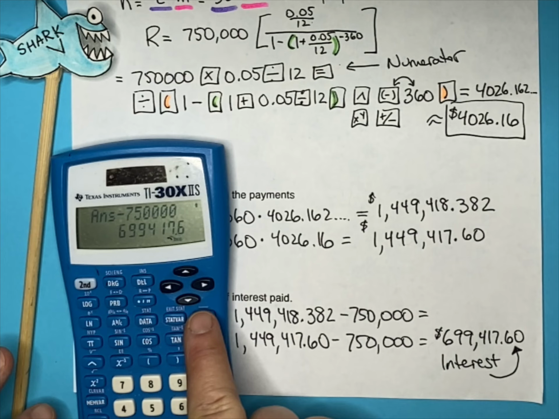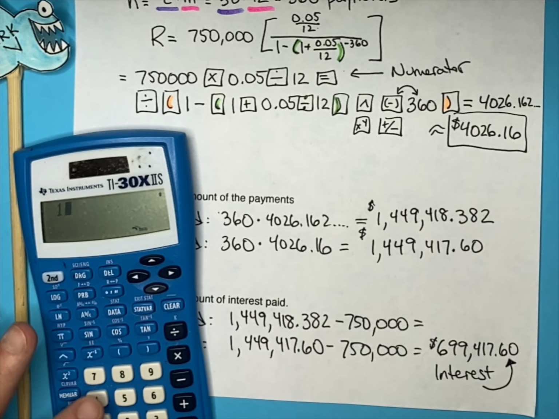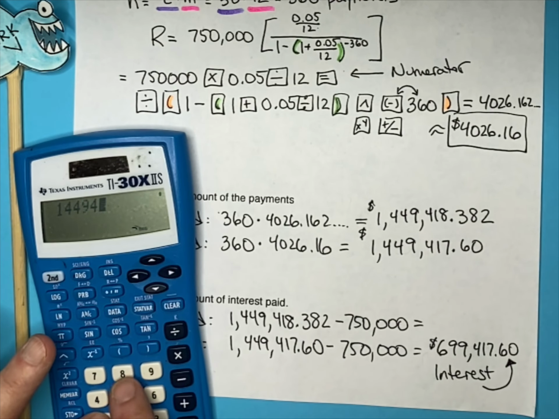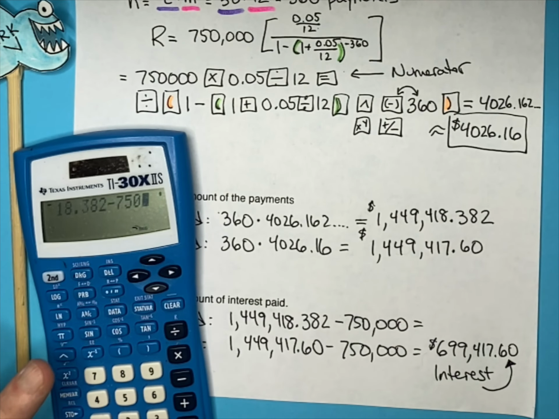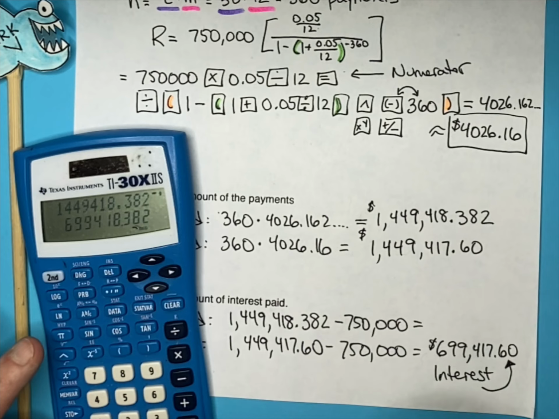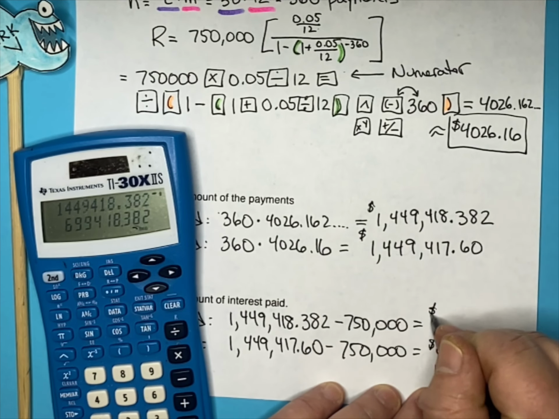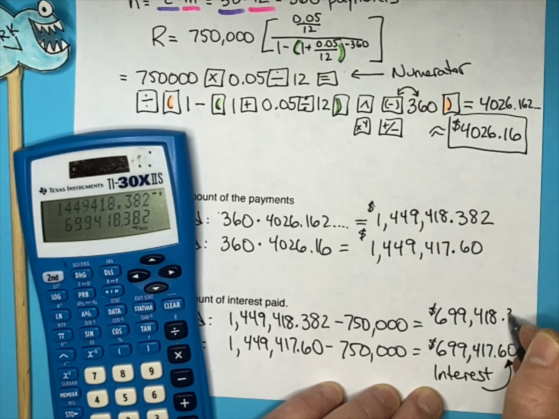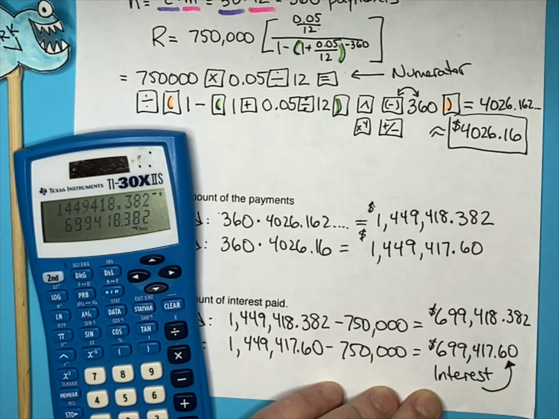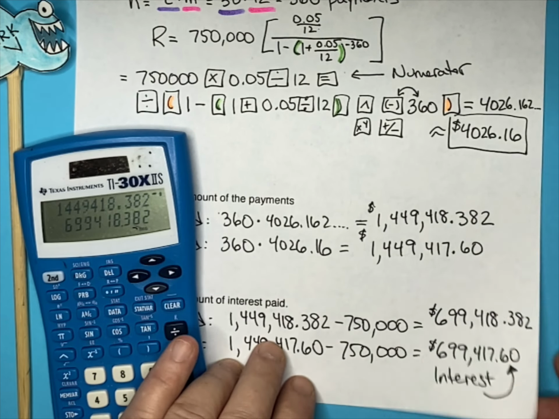Okay, let's go ahead and see what this one would be. 1,449,418.382 minus 750,000. This one would be slightly different. And again, the problem is that this book doesn't always explain exactly what it would like for its answers. So sometimes the answers will match one or the other. So this is just to let you know. Sometimes it's rounded, sometimes it's not.